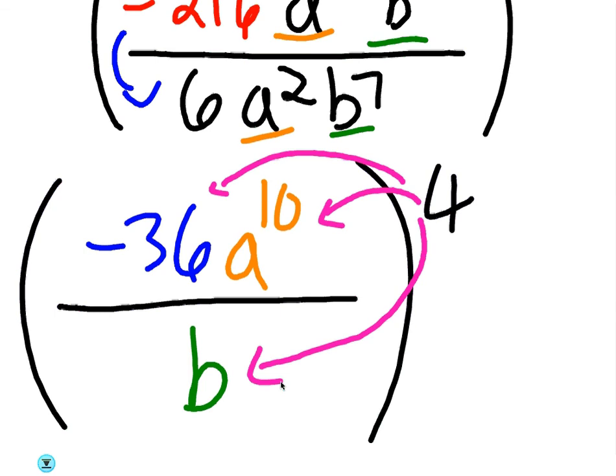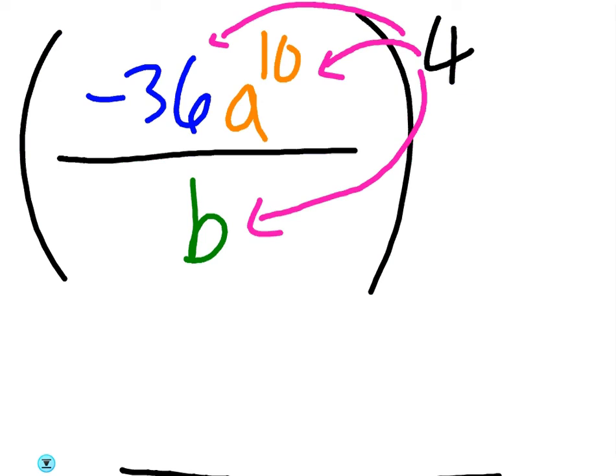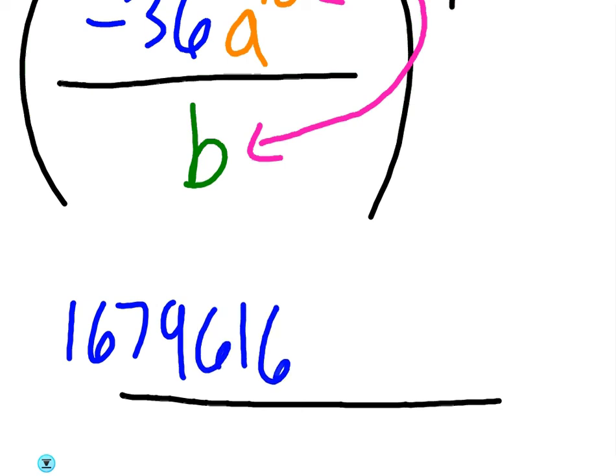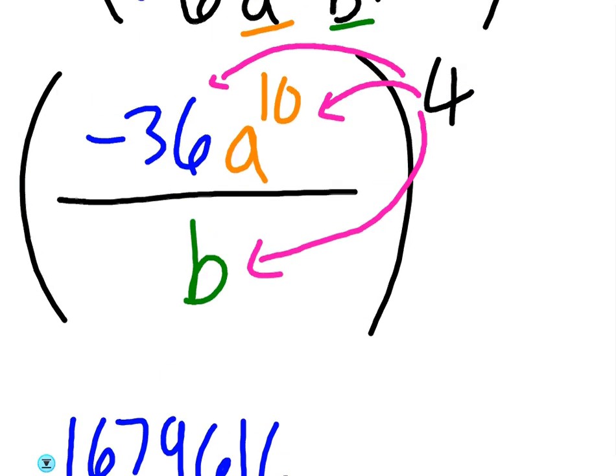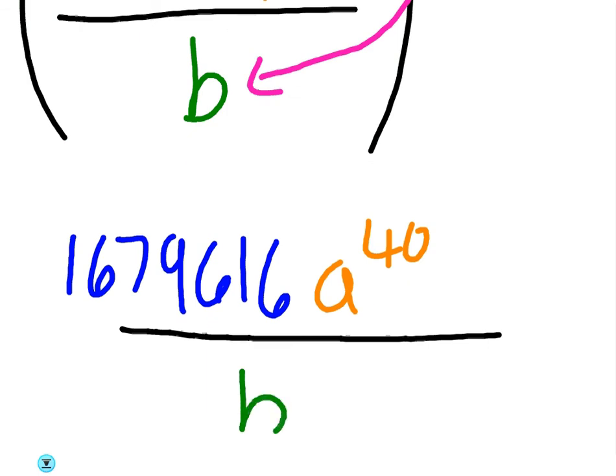I need somebody to do 36 to the 4th for me. That's one reason why I'm letting you use a calculator. It's big, right? All right, give me 1 second here. You said 167? 9616. 9616? Okay. And then a to the 10th to the 4th would be a to the 40. And the bottom's easy. The bottom's just b to the 4th. Didn't mean for it to come up to that big of a number, but anyway, it did.